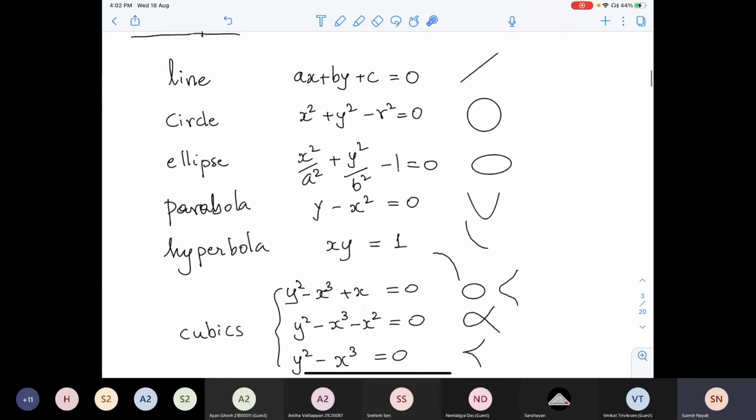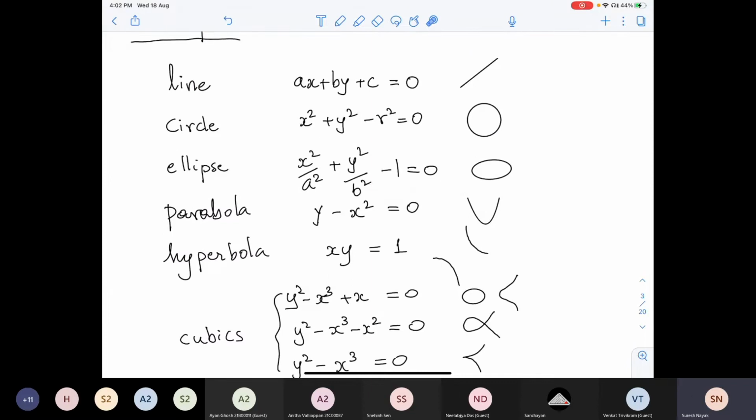So let's come back to the degree. The degree is defined to be the sum total of all the degrees of the variables occurring in the equation. There is more than one variable occurring here.